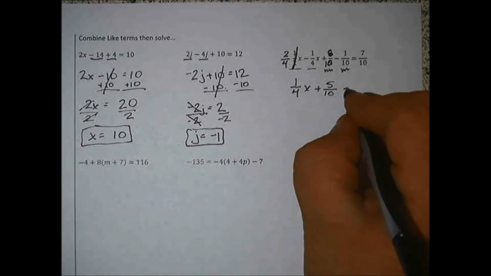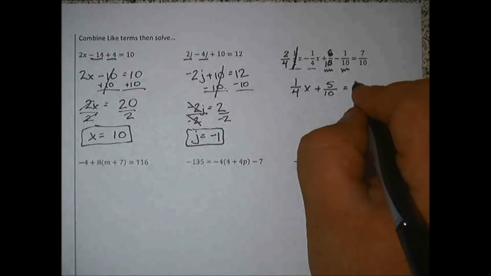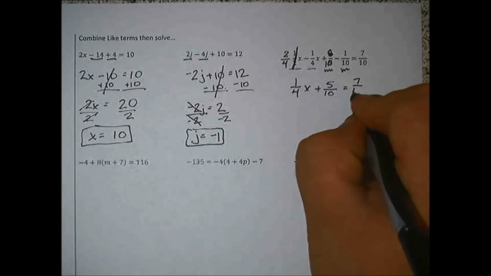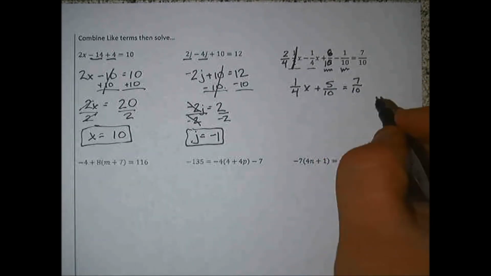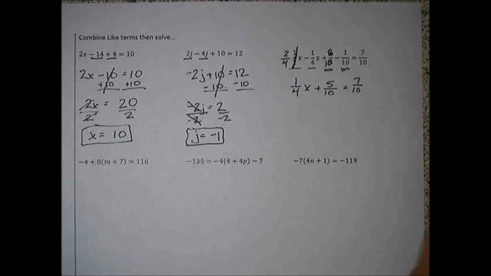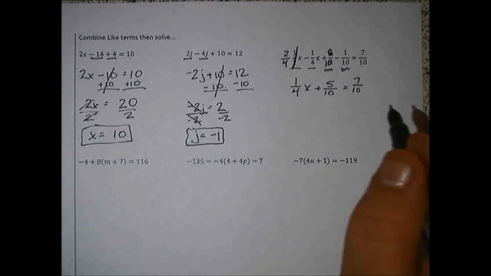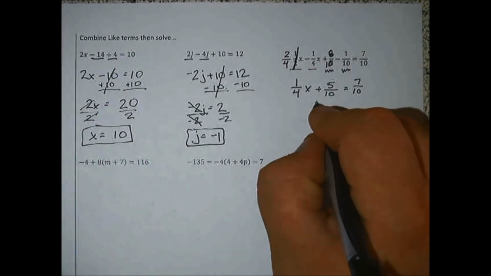But I also look at the fact that on this right-hand side over here, I have 7/10. I'm going to have to subtract this over. I know that now. And I don't want to find the common denominator again. Not that it's that hard, but it's just that one more step that I don't want to do.